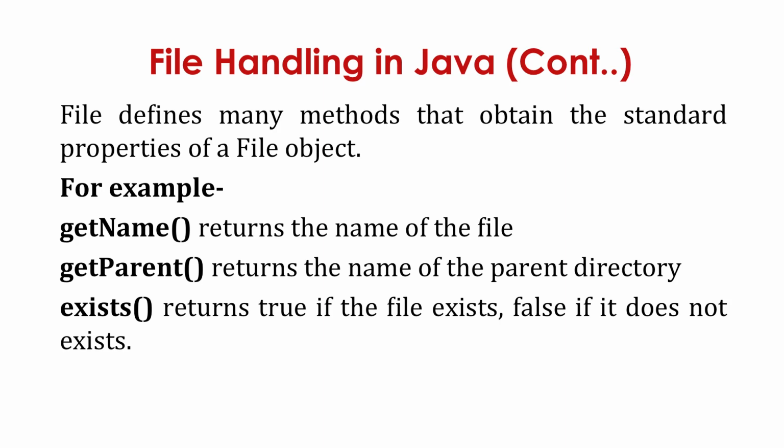One more important method is here. This method again belongs to the class File, named exists. It returns true if the file exists, false if it does not exist. So these were a few of the commonly used methods which belong to the File class we were discussing.